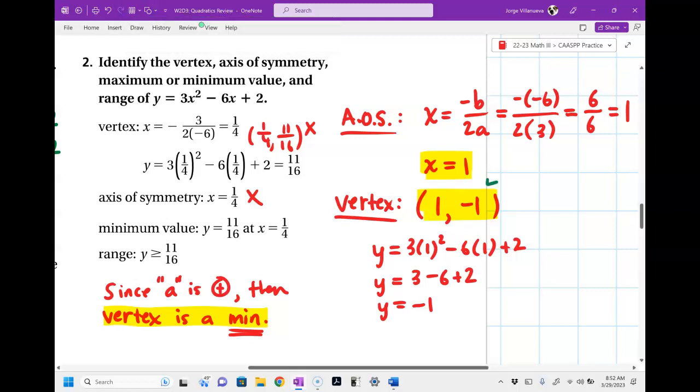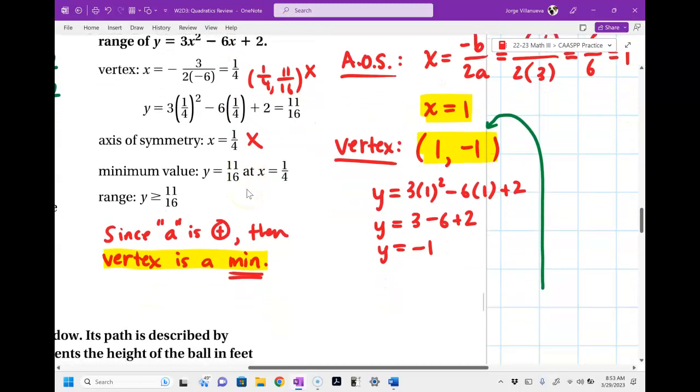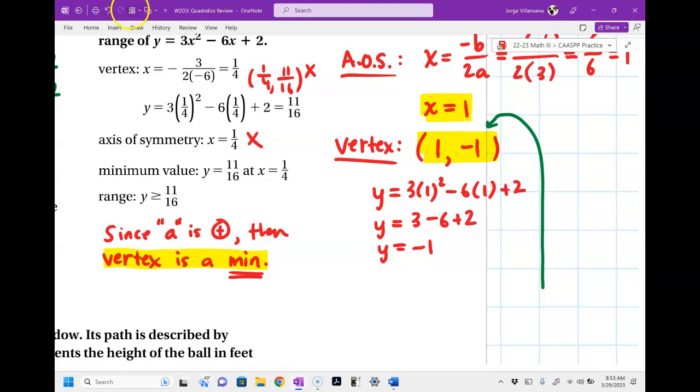Well, this part right here, that -1, that's my lowest value. -1, because that's the vertex, that's the lowest part. So my range, let me write this down here, is y greater than or equal to -1.